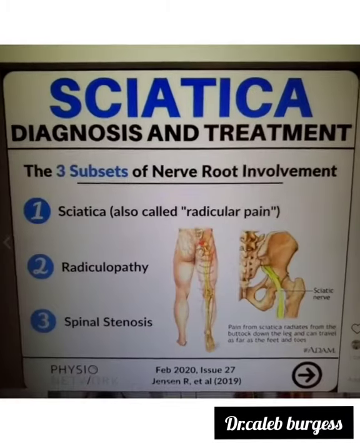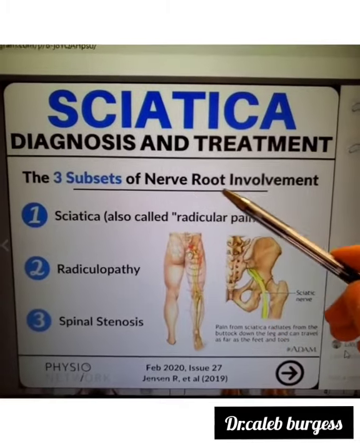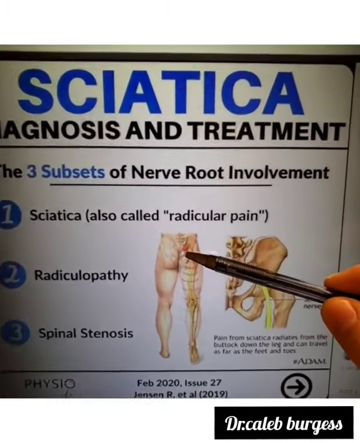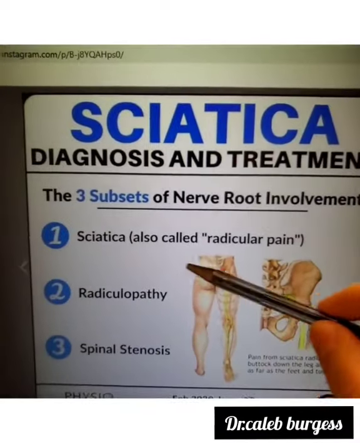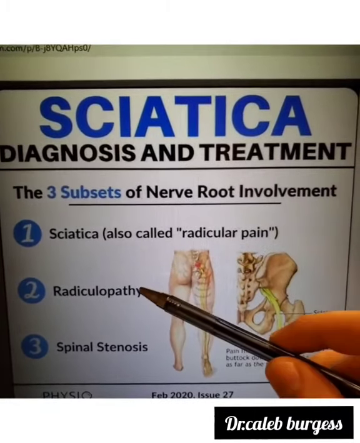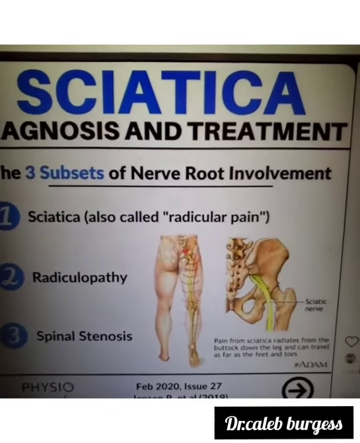Okay, there are other subtypes of back pain and leg pain, and that's what we talked about a little bit in this post. So in this slide, we talk about 3 different subsets of nerve root pain, basically pain that comes from the low back deep inside here and then goes down the leg. Sciatica, also called radicular pain, is the most commonly known one, but there's also radiculopathy and spinal stenosis. I'm going to go over those in a little bit more detail.